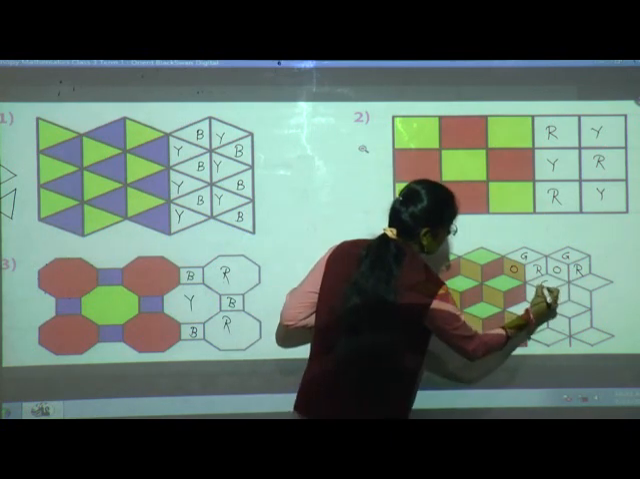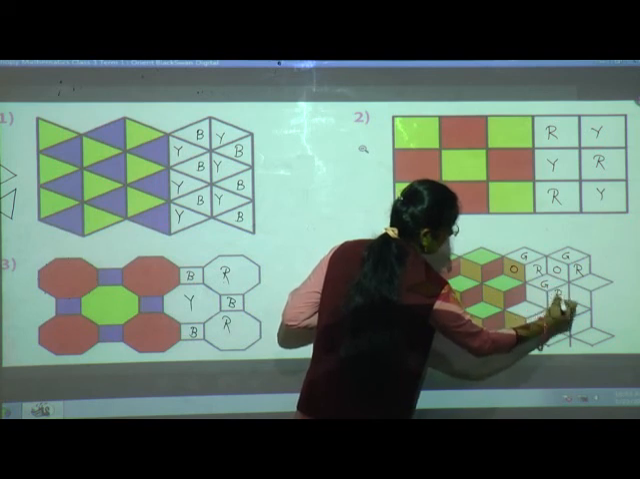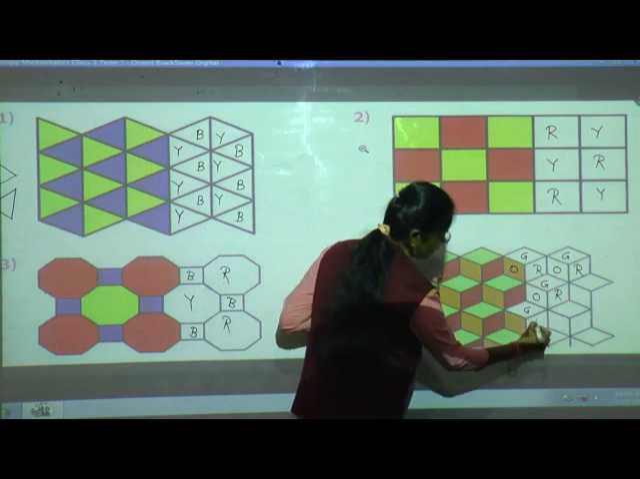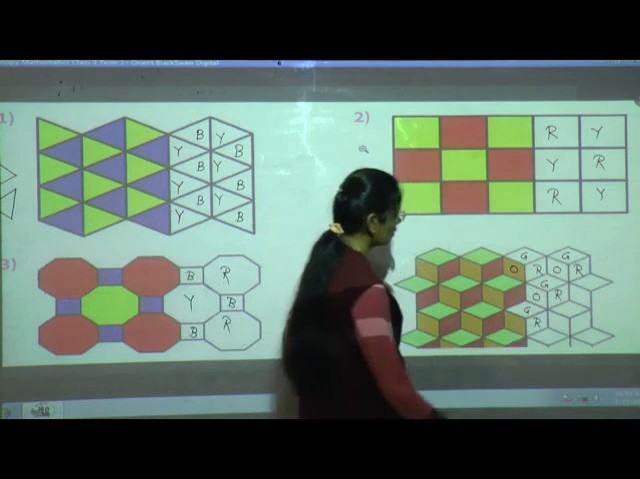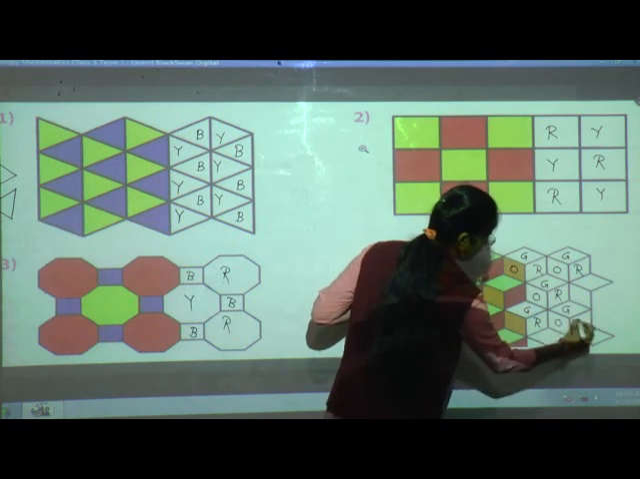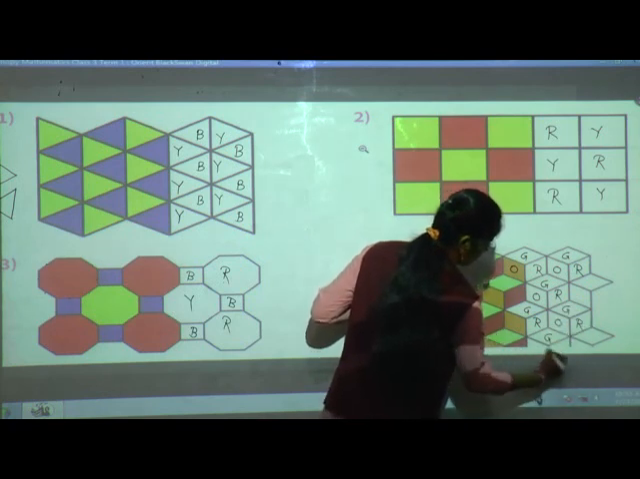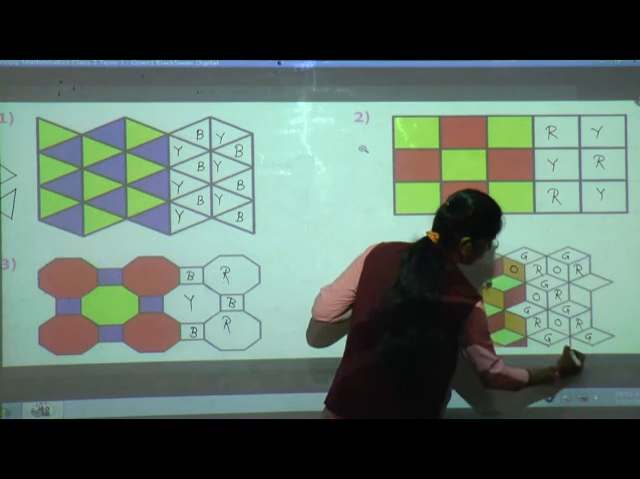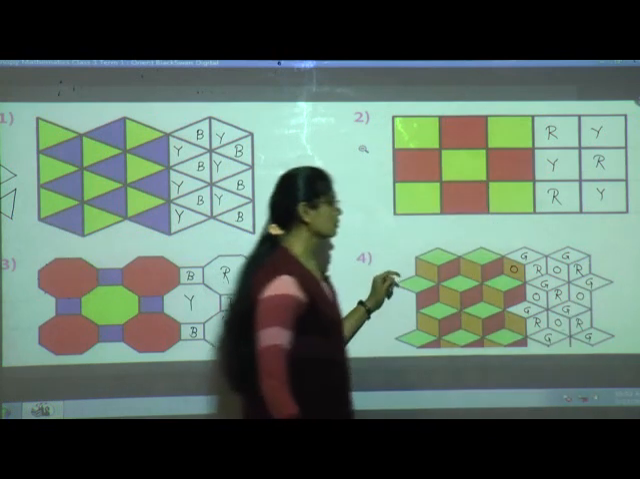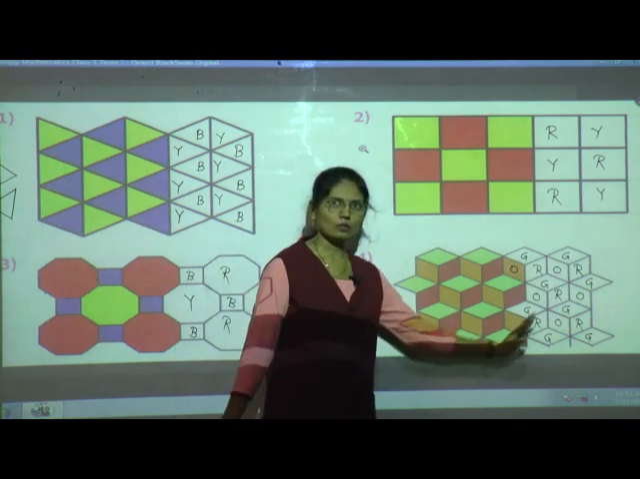See here again I will tell you: green, red, orange. Then green, already orange is there, here we should give red. Then green, orange, red, green, orange, red, here green, orange, red, here green will come and here orange will come. So in this way the fourth also you have to complete.